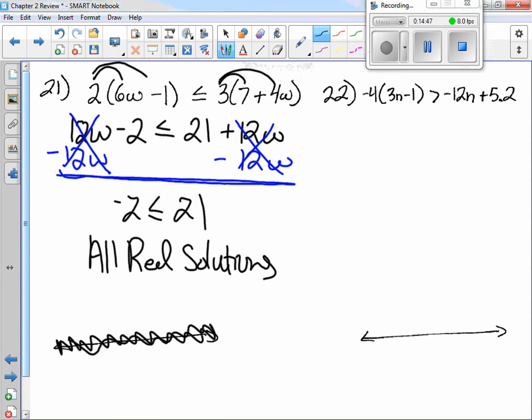So when it's all real solutions, we shade everything on the number line because all of it is true. So we don't really have to put any numbers in. We can just shade the whole line, and it shows that everything works because it's all real numbers.